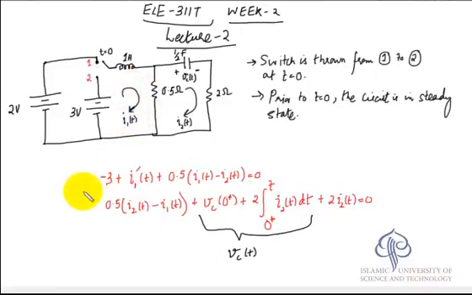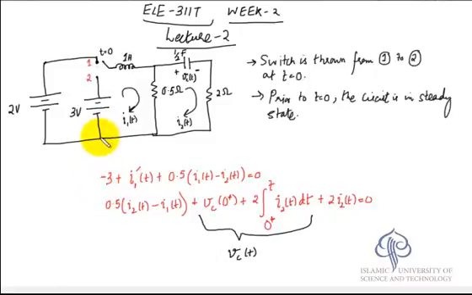So what we do in mesh analysis, the first thing that we do is we label the mesh currents, and then we write down the equations for the two meshes. So in this case, since we have an inductor and a capacitor, the equations will not be algebraic equations, they'll be differential equations. So this is how you write.